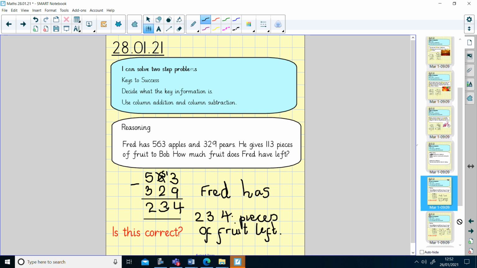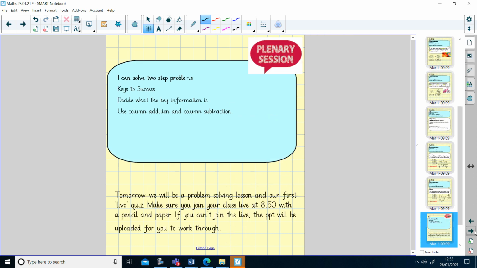Okay, so today's lesson was all about 2-step problems. It was really important to note that key information in the problem. It was really important to use your column addition and your column subtraction accurately.